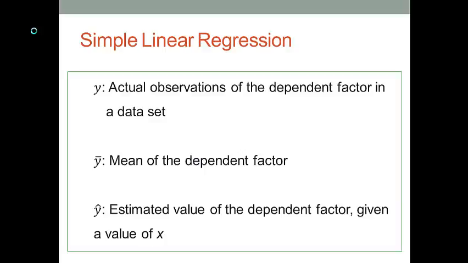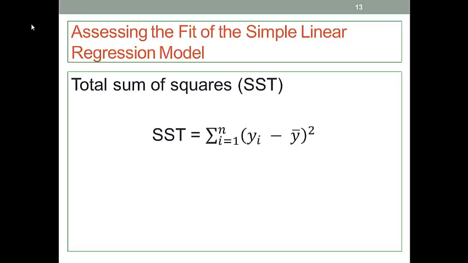What about the y hat? Y hat is the estimated values of the dependent factor according to our equation. Based on y, y bar, and y hat, we can calculate several factors to measure the performance of the equation we got from the Excel software. The first factor is called the total sum of squares, or SST. This slide shows you how to calculate SST. The calculation is out of the scope of this class, but we have to understand what SST represents.